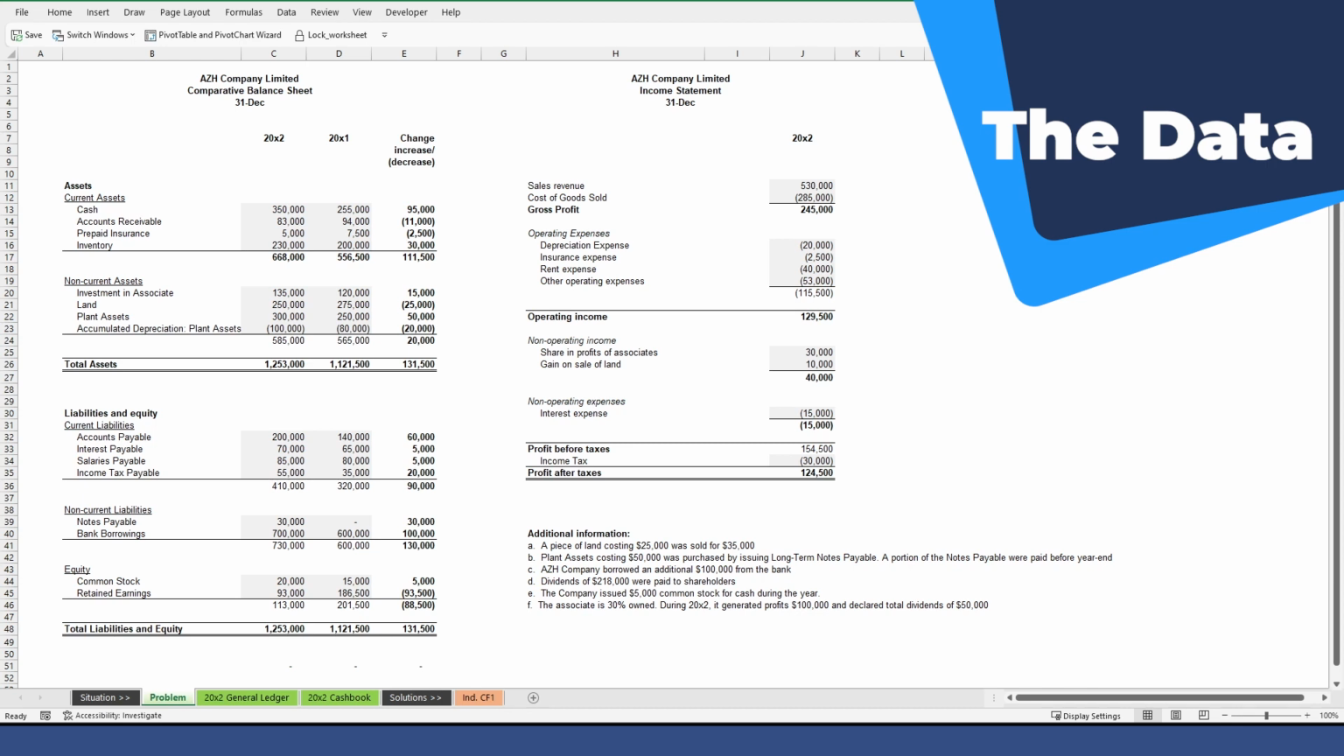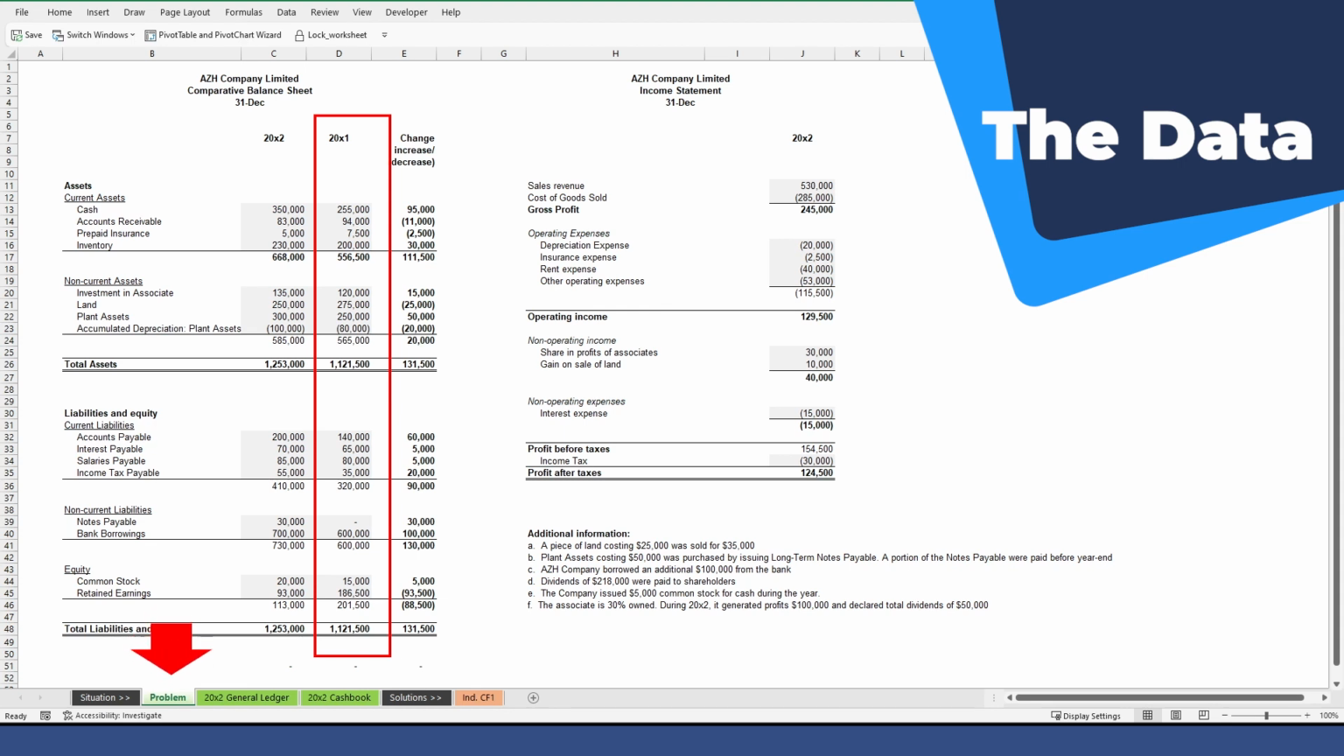Let's now move into the heart of the discussion. All the cash flow examples that we will discuss will be coming from a single dataset that we have prepared. This is to emphasize how all of these ways of preparing the cash flows will result in the same cash flow data in the end. We will be working with three particular tabs. The first one shows the balance sheet of AZH Company Limited for 20x2, which is the current year, and 20x1, which is the previous year.